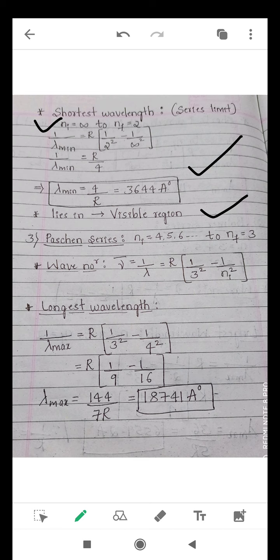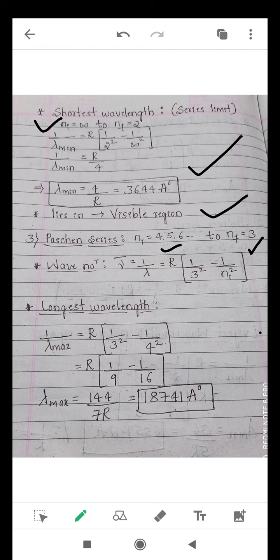The third one, Paschen series. The spectral lines which are emitted due to the transition of an electron from any outer orbit, that is Ni here 4, 5, 6 and so on, to its third orbit, that is Nf is equal to 3, will form a spectral series which is known as Paschen series.